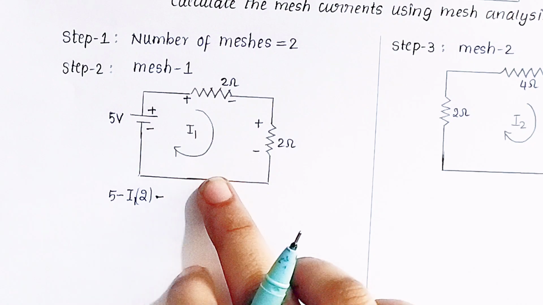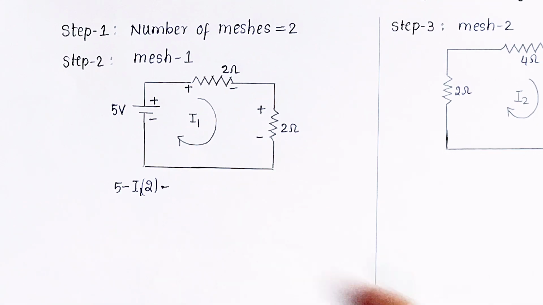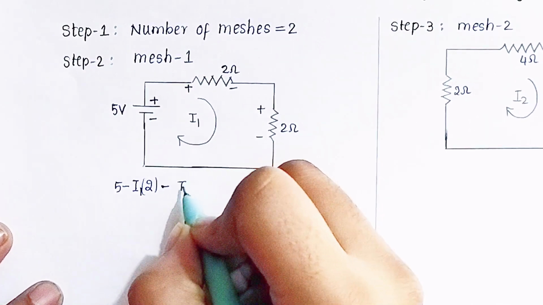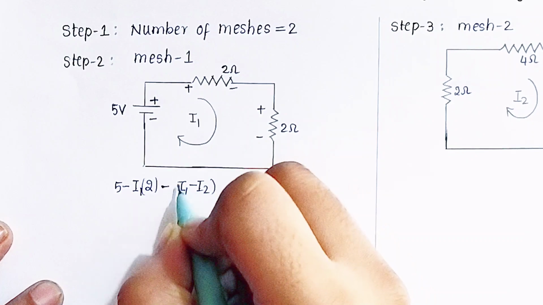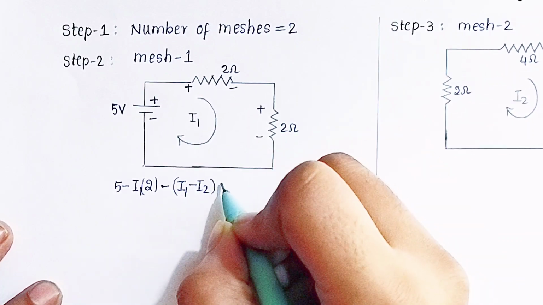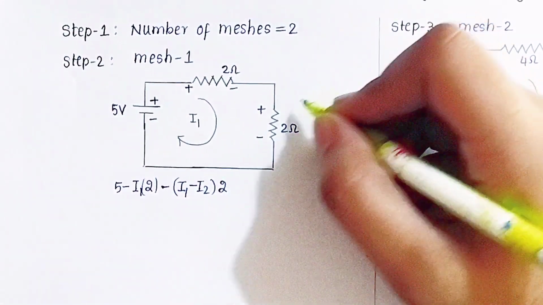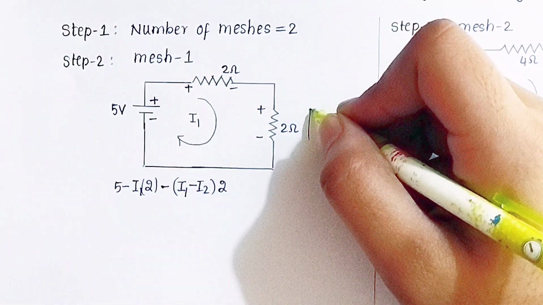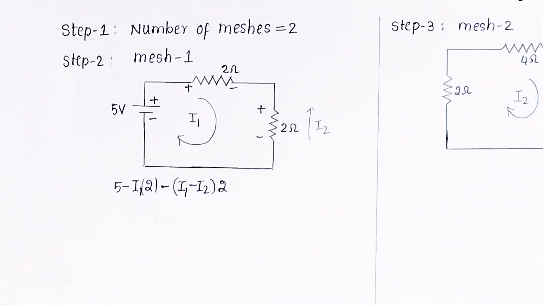In such cases we will be writing I1 minus I2 here, because I1 is the mesh we are solving at present and it will be dominant as well. So I1 minus I2. I1 will be positive inside the brackets and I2 will be negative. So this is how we have to write for solving mesh analysis problems. The direction of I2 is opposite to the direction of the I1 current. That is the reason why we subtract it in this way.